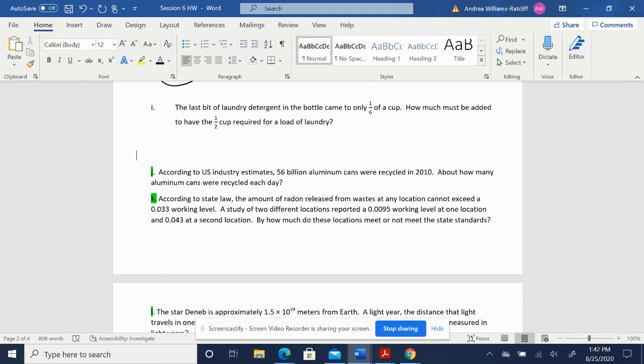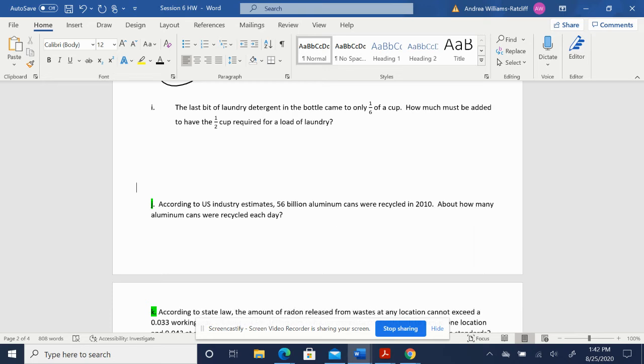Okay, the last bit of laundry detergent in the bottle came to only 1/6 of a cup. How much must be added to have the half cup required for a load of laundry? Okay, so this is a situation where we're starting with an amount of detergent. We know we have 1/6. We're going to add something to it, and then we're going to get a half cup. This is the missing addend. We're missing something we're going to add.